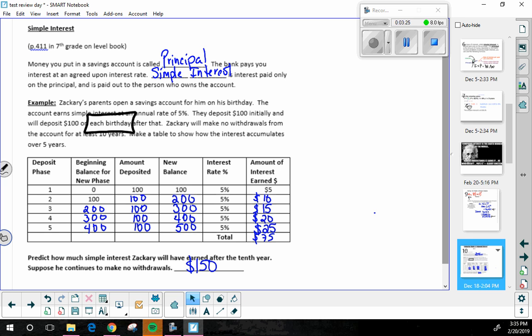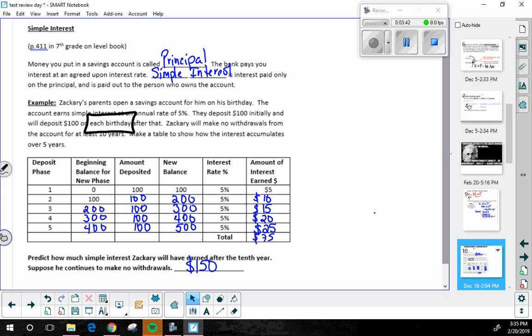Now, these charts all have the same amount of columns, simple interest, compound interest, or whatever. So if you're going through this question and you realize you want to add a column to put some information, then you add a column to it. And I'm going to talk about that more in a minute.